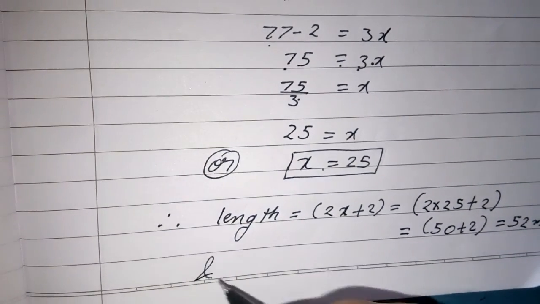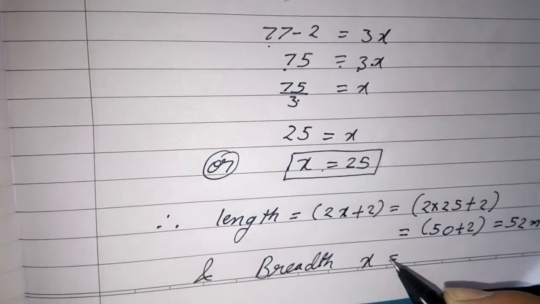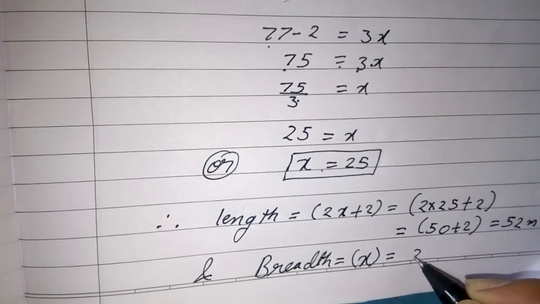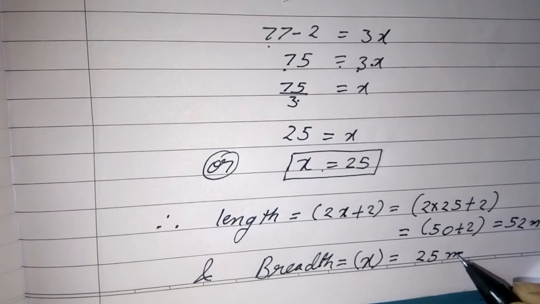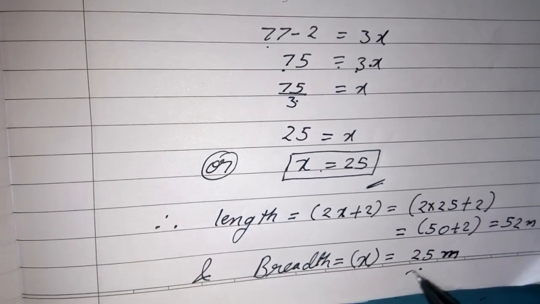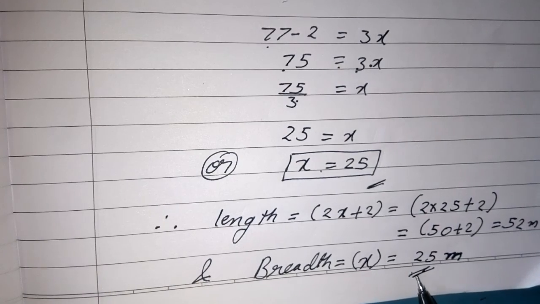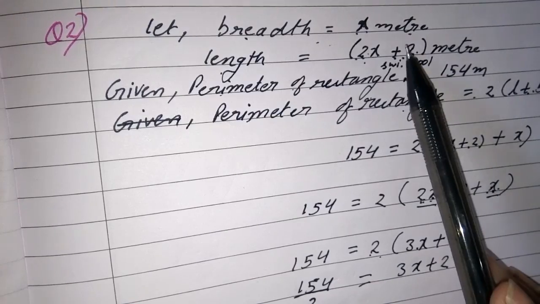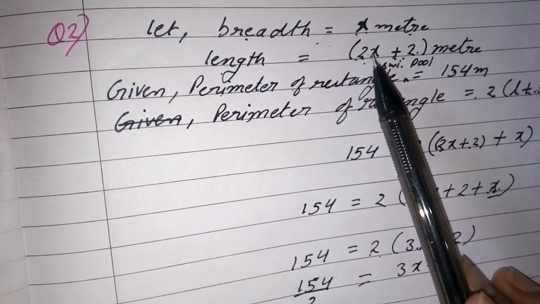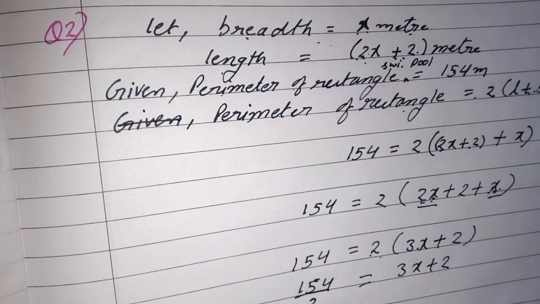Now, and breadth x is 25 meter. Okay, breadth x is 25 meter. That's it. So the length of the pool is 52 meter and breadth is 25 meter. Okay, for more we are using plus, and twice means 2 times. Thrice means 3 times. Okay. Hope you understand it well.